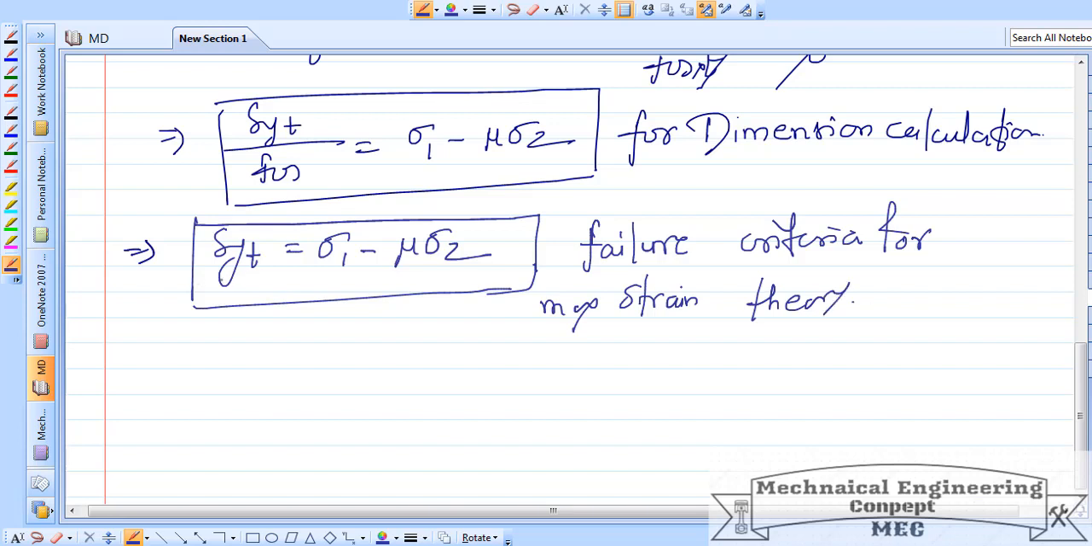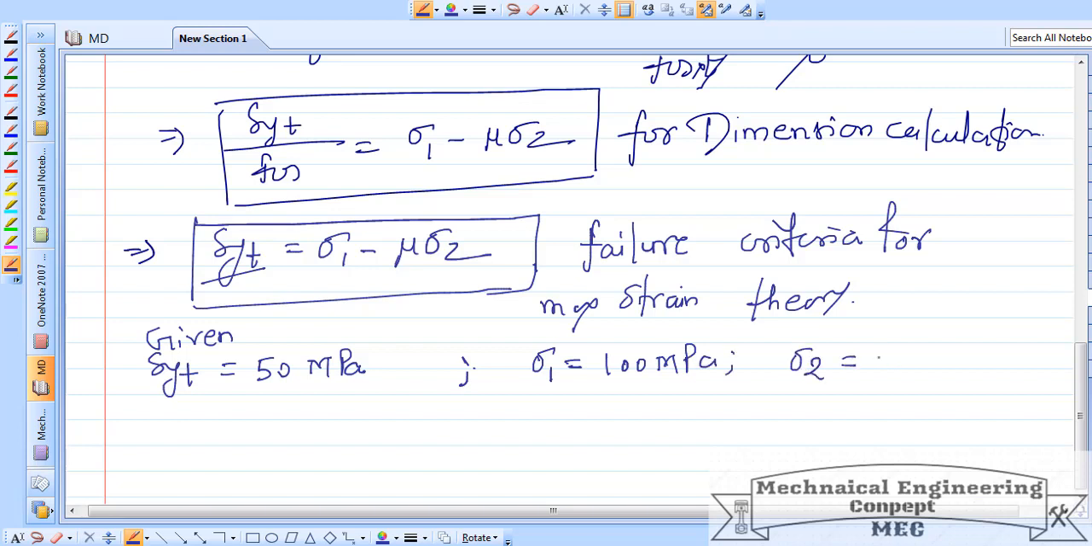It means when the component's material has some strength, suppose SYT is equal to 50 megapascal is given to us, and in that component the maximum stress induced is approximately around 100 megapascal.